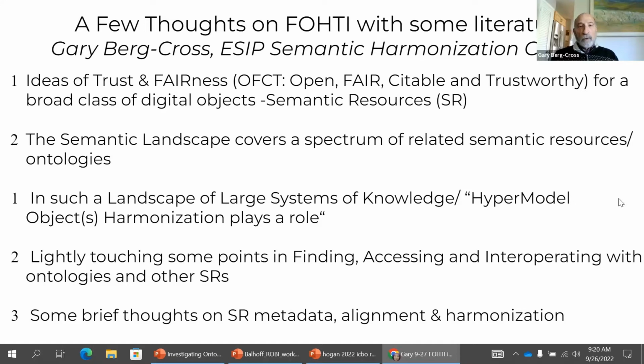and hard to essentially coordinate information about. So a little bit about that, and I'll talk a little bit about, as Asiyah did, illustrating finding, assessing, and interoperating with ontologies and other semantic resources. And finally, a few brief thoughts on the metadata aspect of alignment and harmonization.